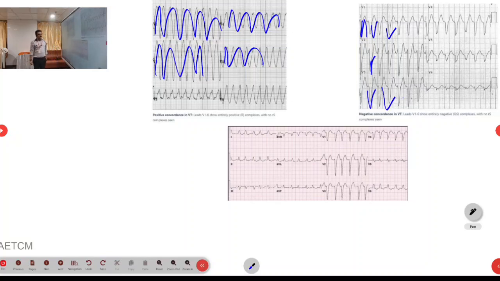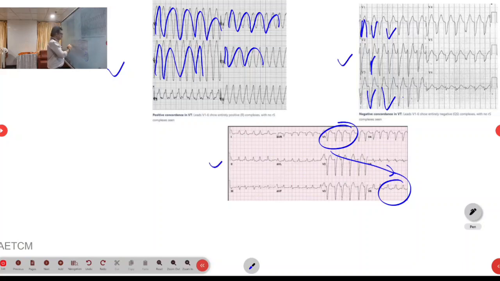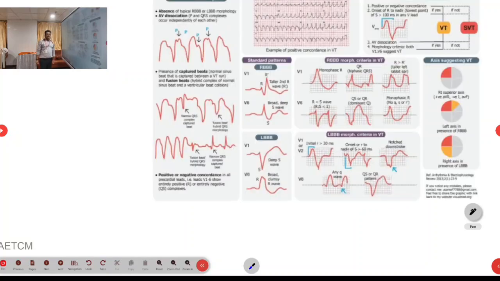Whereas in SVT with aberrancy, that is different. Here it is more positive, here it is more negative. That is following a pattern. So this is called concordance, positive concordance, negative concordance. This is discordant. Some leads are positive, some leads are negative. That goes in favor of SVT with aberrancy.